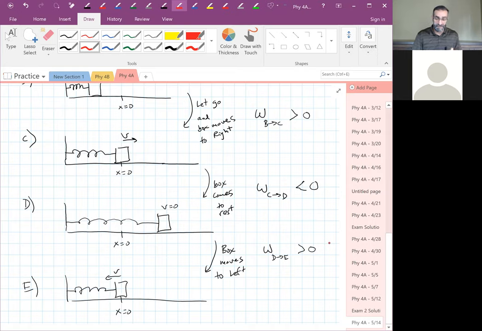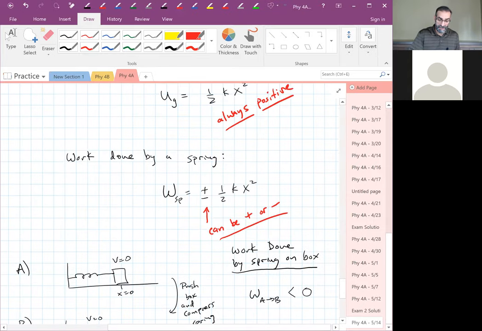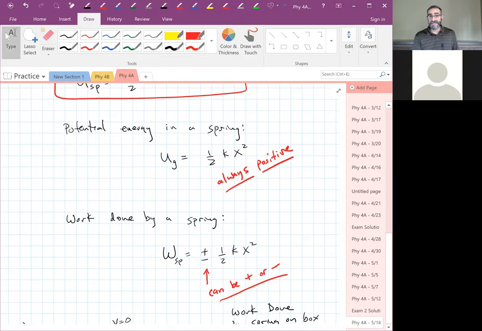So work done by a spring on an object can be positive, can be negative. But the energy stored in a spring, the potential energy of the spring, is always positive. A spring, if it's stretched, it has energy stored in it. If it's compressed, it has energy stored in it. Always positive. Work done by a spring, you have to look at the situation, positive or negative.